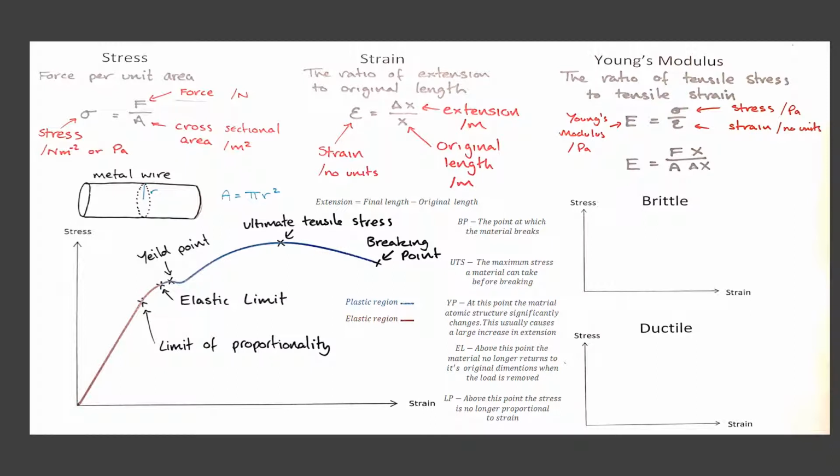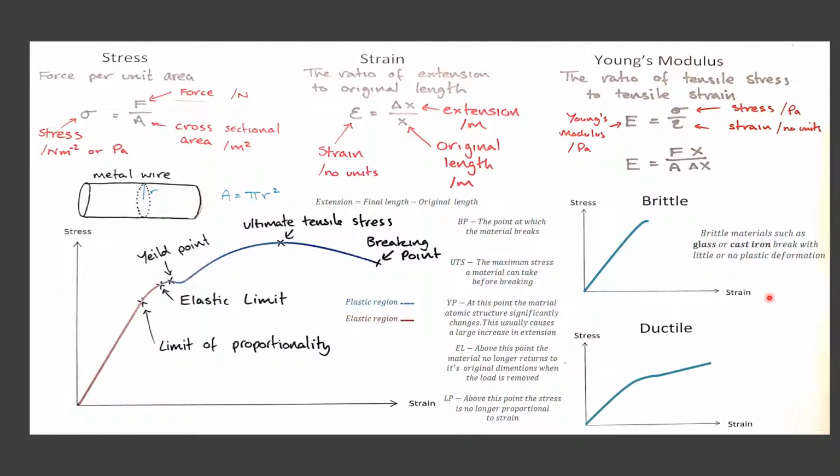Stress-strain graphs will vary depending on the material. Here are two examples. For a brittle material, the graph is a straight line, with perhaps a slight curve at the top. The graph does not exceed its elastic limit. In this case, the ultimate tensile stress and the breaking point are at the same point at the end. A brittle material is one which breaks with little or no plastic deformation. Both glass and cast iron are good examples of brittle materials.